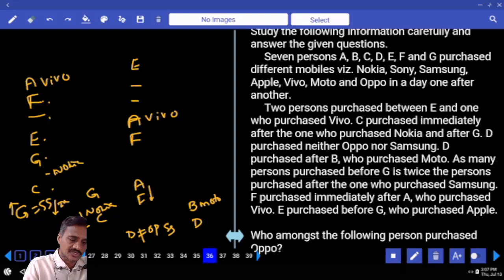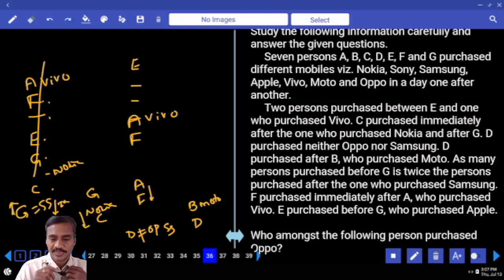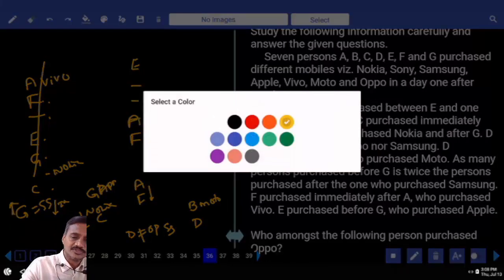Now if Nokia is here, number of persons before G, how many? 1, 2, 3, 4. After the one who bought Samsung, and only before G 4 members. After Samsung 8 members. Is it possible? In this case, no. Then next coming back to this one. And I am in the middle, 1, 2, 3, 4, 5. And if E purchased before G, E is before G. And G purchased Apple. Now G purchased Apple. Then what are the different possibilities we have for this Apple?